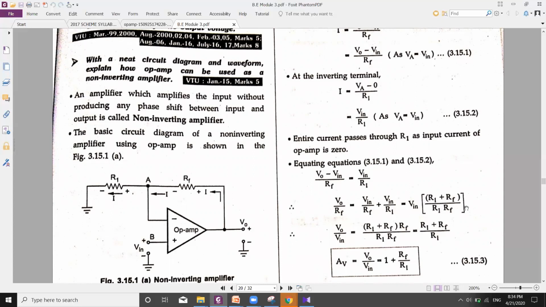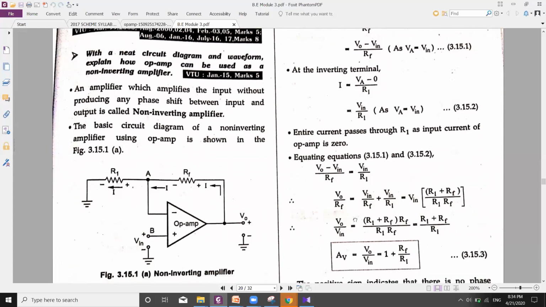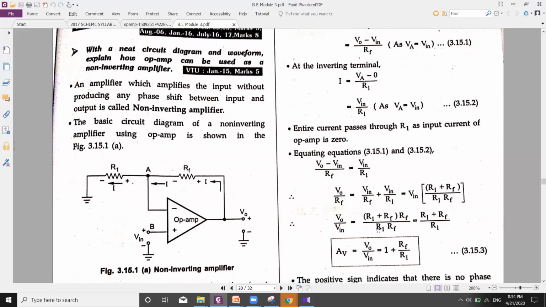Now our aim is to write the expression for voltage gain AV, which is nothing but V naught by V in. V naught is there in the LHS, so V in is there in the RHS. Let us take this V in to LHS part and send this RF to the RHS part. So we'll have V naught by V in is equal to R1 RF divided by R1 RF, and this RF is in the denominator over here. If it goes to the other side, it will become numerator. Now this numerator and denominator RF will cancel with each other. We'll have R1 plus RF divided by R1.